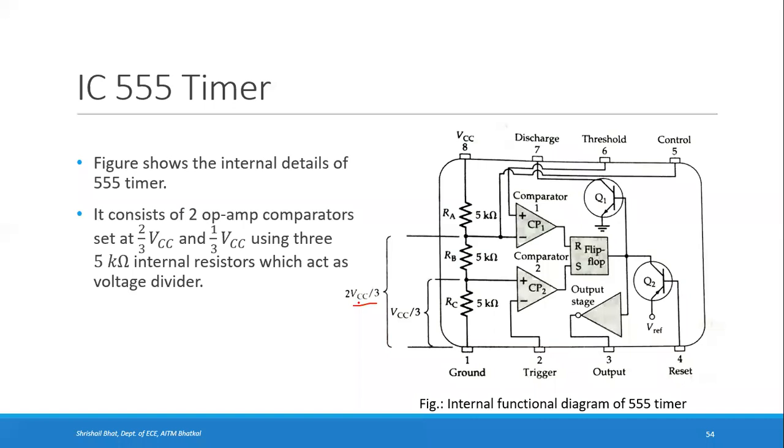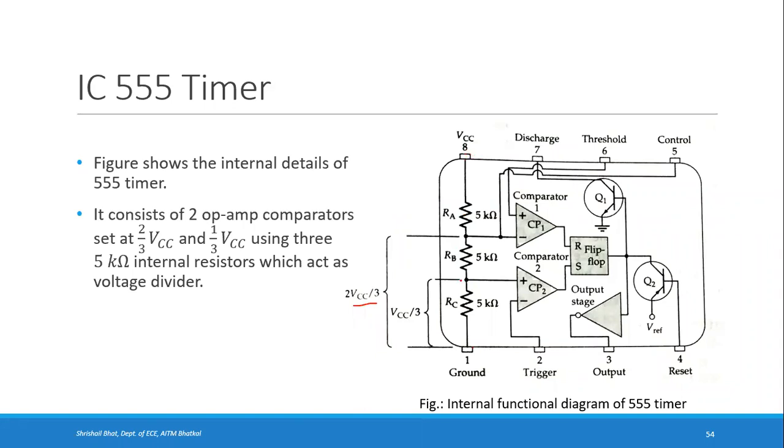The comparator 1 compares the voltage with this particular level, that is 2/3 of VCC. From VCC to ground, the total voltage is VCC. Here the voltage gets divided into 3 equal parts, because there are 3 equal resistances, 5K, 5K, 5K. The voltage across RC will be VCC by 3, the voltage across RB will be VCC by 3, and the voltage across RA will be VCC by 3. So VCC by 3 plus VCC by 3 plus VCC by 3, the total voltage is VCC, that is the supply voltage, right?